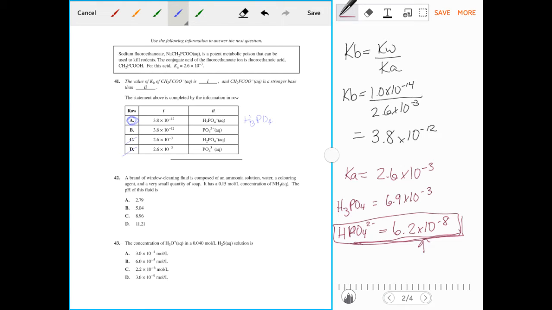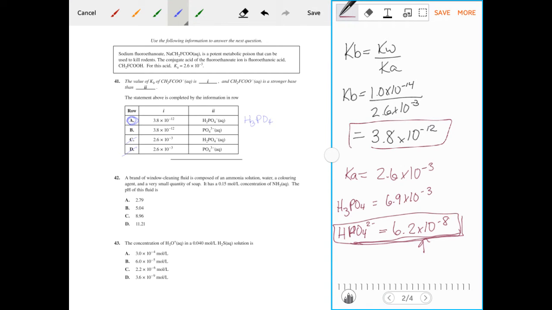Now, if you were unsure about how to compare these values, you could in fact compare the Kb that you calculated up here and calculate the Kbs for both of these entities as well, and then compare them, and that's totally fine. However, you'll get the same answer regardless.